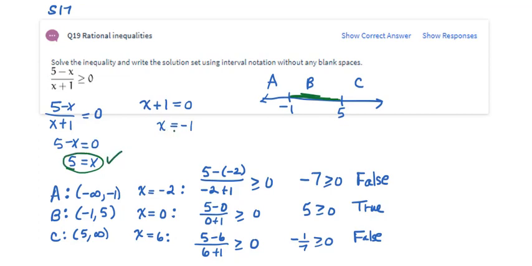However, negative 1 was a value that makes the expression undefined. We can never include a value that makes the expression undefined in our solution set. So this one has to be excluded. So I will have a parenthesis on negative 1, but a closed bracket on 5. So my solution set is open parenthesis, negative 1, comma 5, close bracket. So this is everything between negative 1 and 5, excluding negative 1, but including 5.